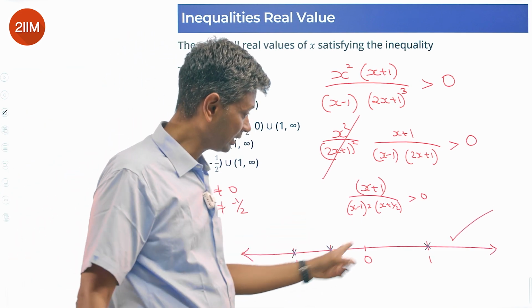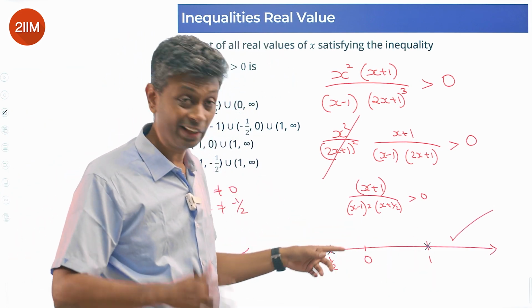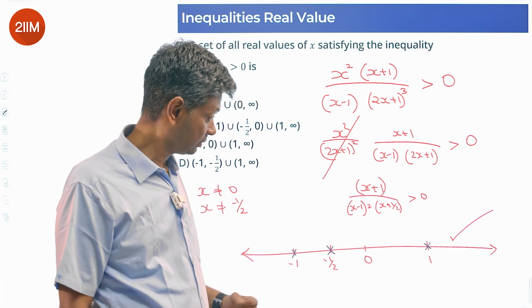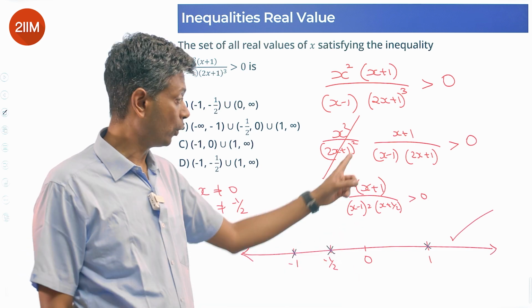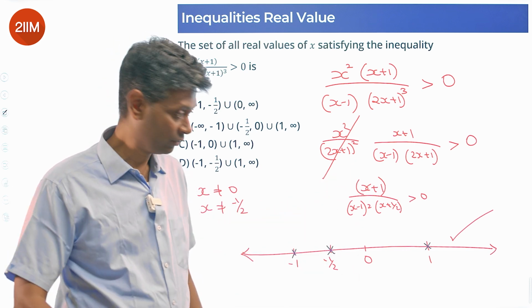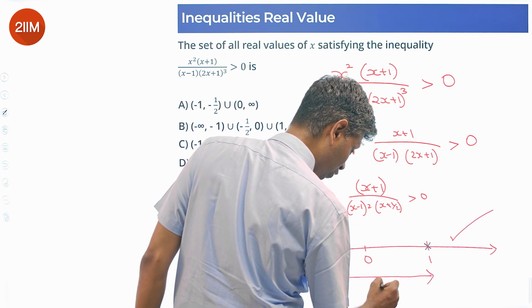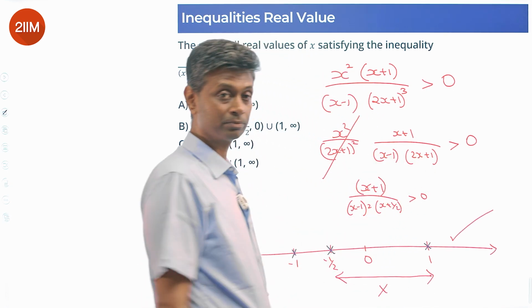When x is between minus half and 1, so x is say 0, this will be positive, x minus 1 will be negative, x plus half will be positive. Positive by negative, that is negative. So in this region, it does not work because it is negative.